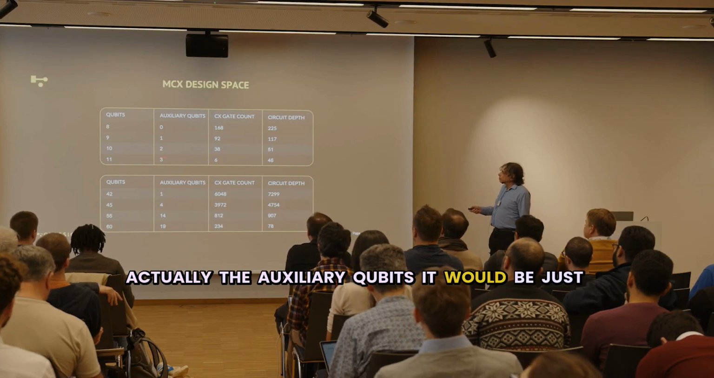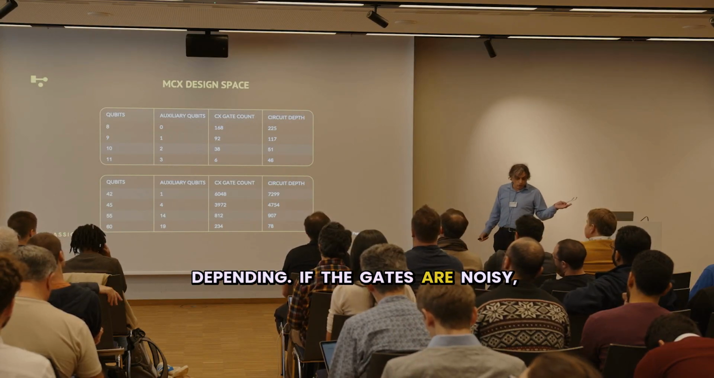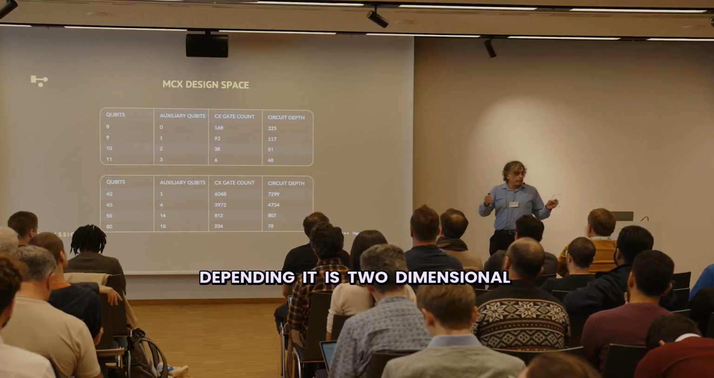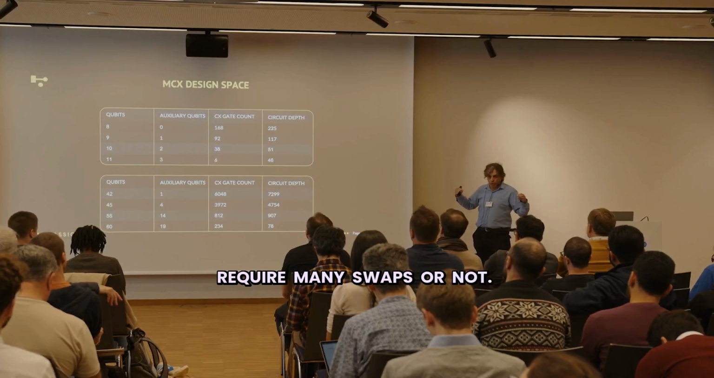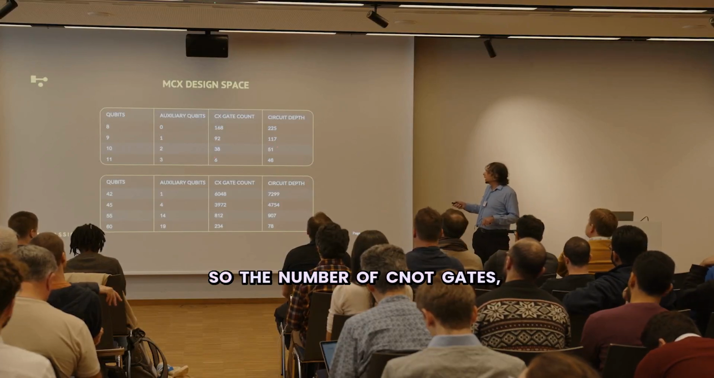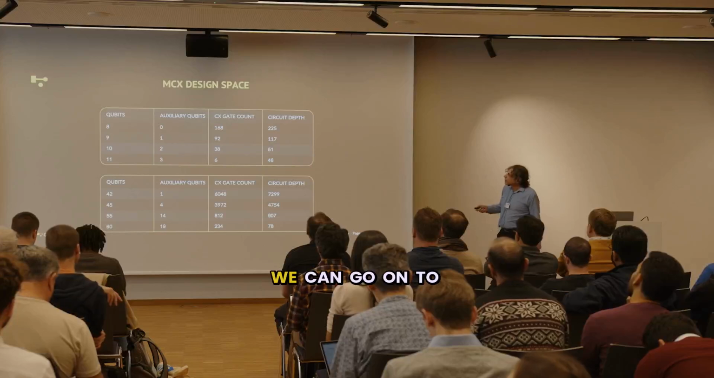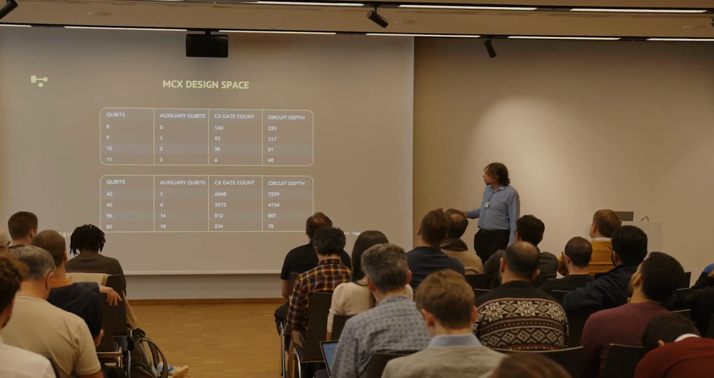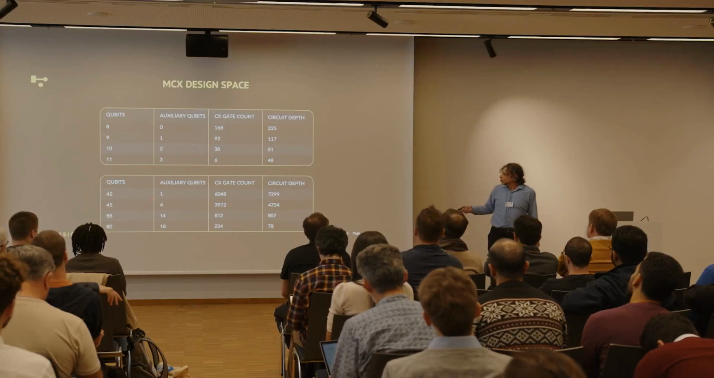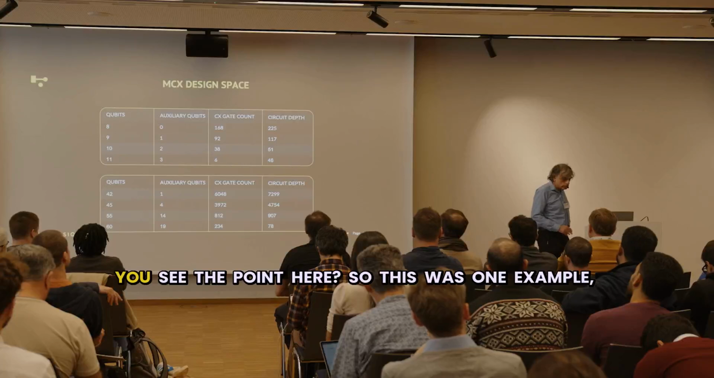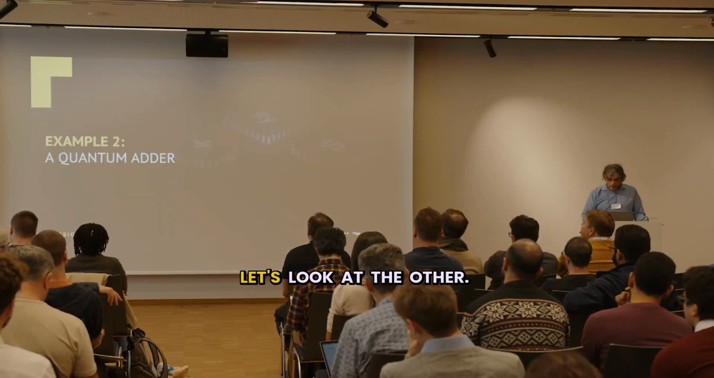Actually, the auxiliary qubits, it would be just the same. The number of CNOT gates, depending if the gates are noisy, depending if it is 2-dimensional connectivity, so any CNOT gate would require many swaps or not. So the number of CNOT gates, the qubit depths, and this for any function. We can go on to many more functions which are larger. You see the point here. So this was one example. Let's look at another.